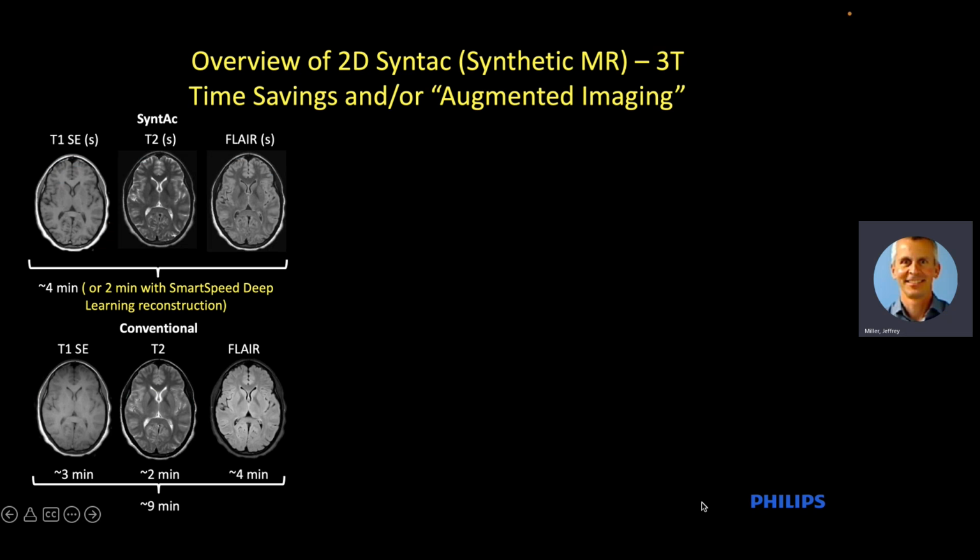So just to speak practically, most people who are considering synthetic MR are likely most interested in this: time savings, getting the standard images in less time. That is pretty straightforward and understandable. And as you can see, there's a pretty significant time savings compared to conventional imaging. And if you add in SmartSpeed, which is the Philips AI reconstruction technique, there are even further time savings.